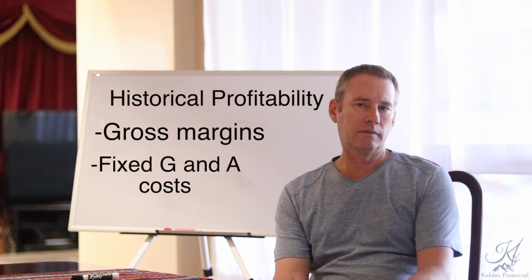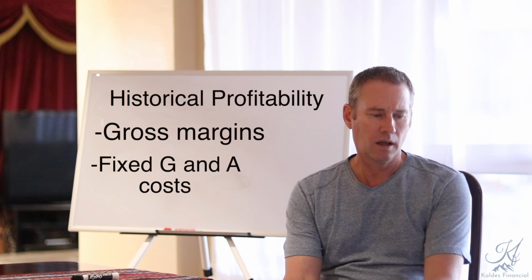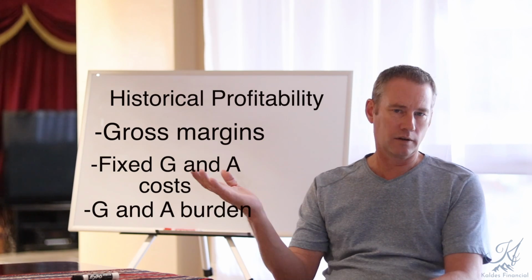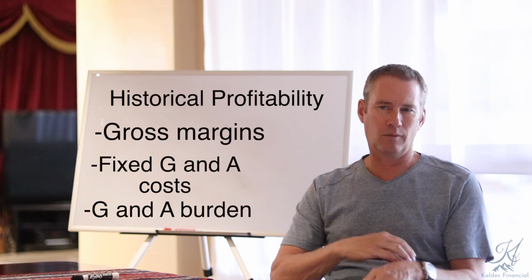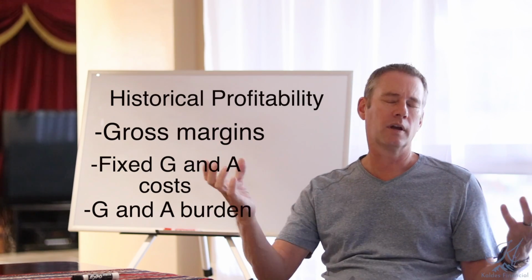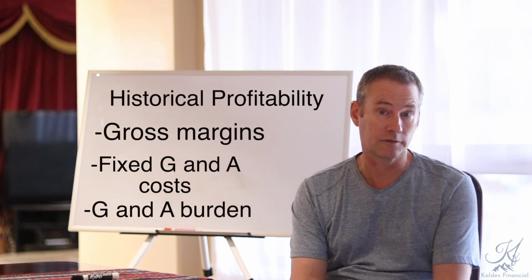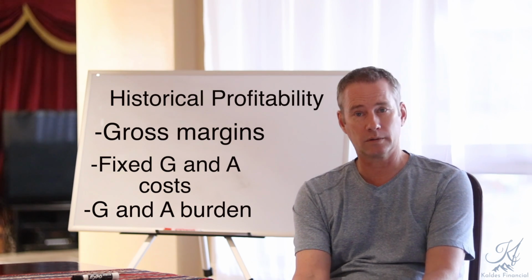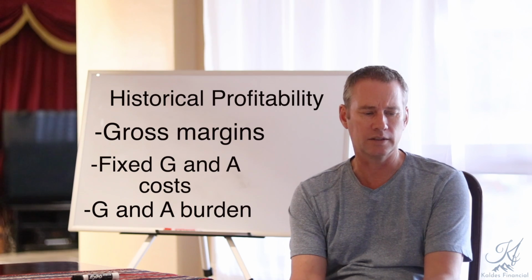All right, and finally, talking about historical profitability, we're going to talk about the G&A burden. So I just did an illustration where I assumed that G&A costs are fixed. The truth is there is a fixed component and there is a variable component to G&A costs.